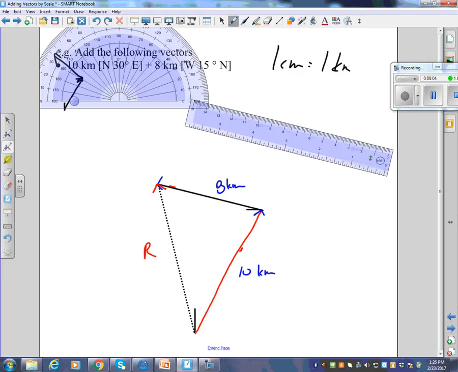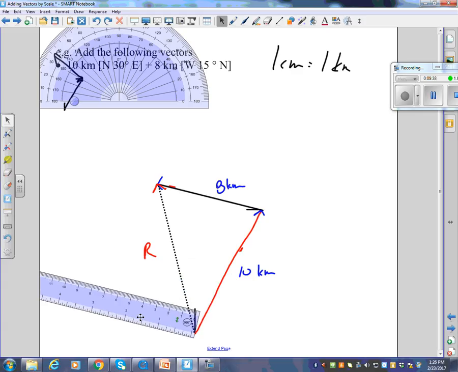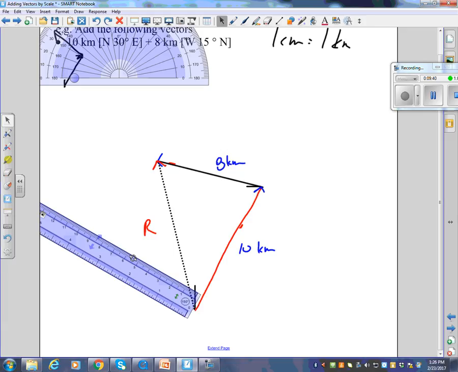Alrighty, what's the next step? Say again, George? You're probably right, go ahead. You have to actually use your ruler and measure it. You've got to measure it. You can't use Pythagoras. Why not? Not a right triangle. Exactly. So you're going to put your ruler on there and you're going to actually measure.